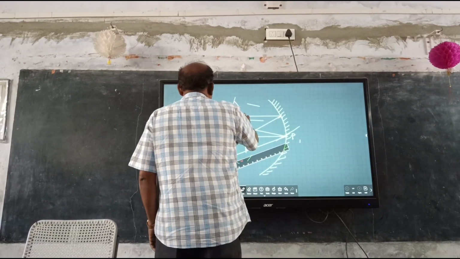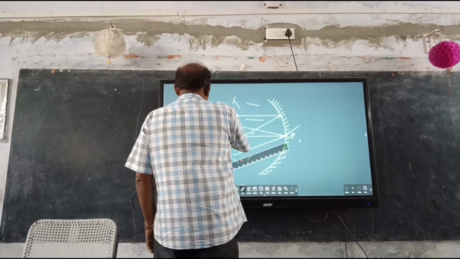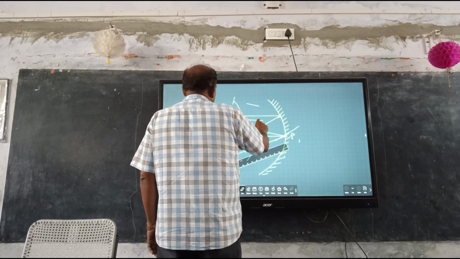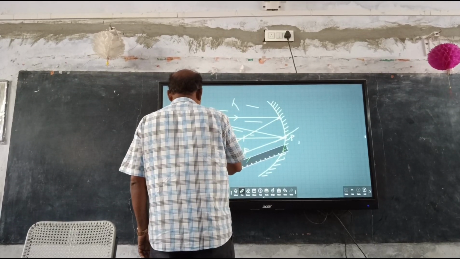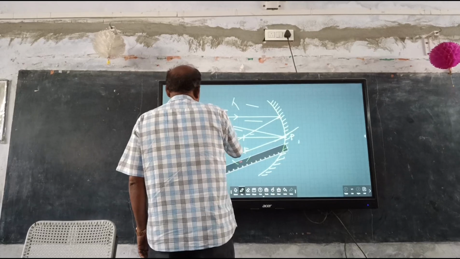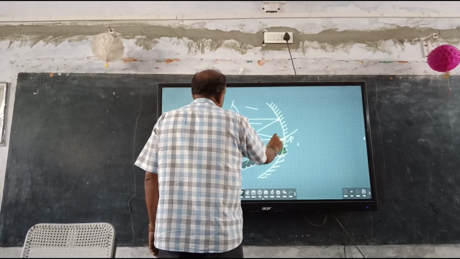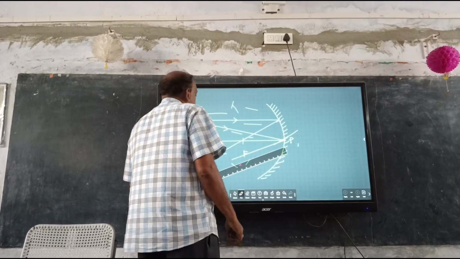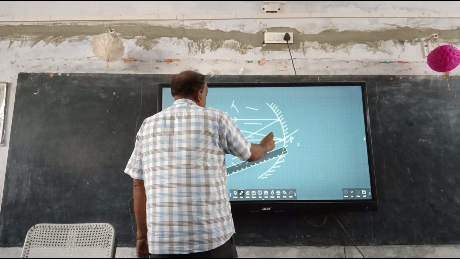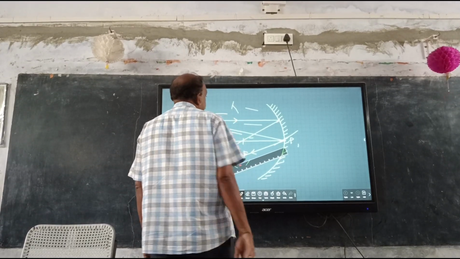This is the first ray. The ray will pass like this. After reflection, it will come like this. The second ray, which is passed through the pole, is reflected back.